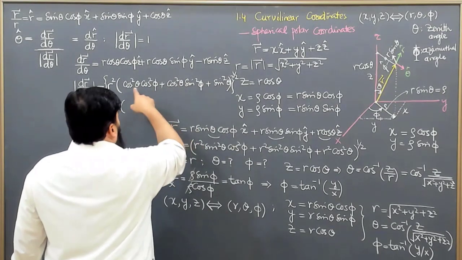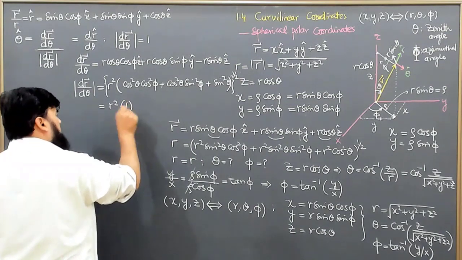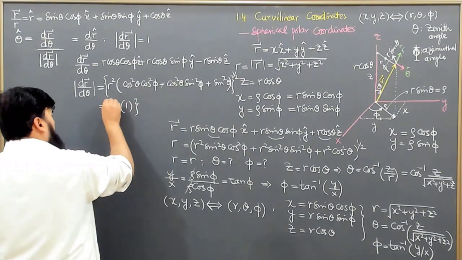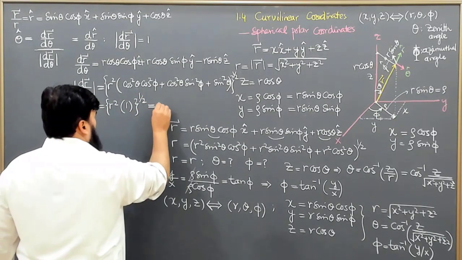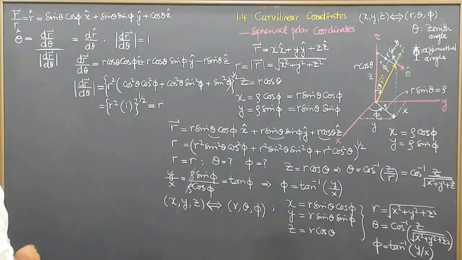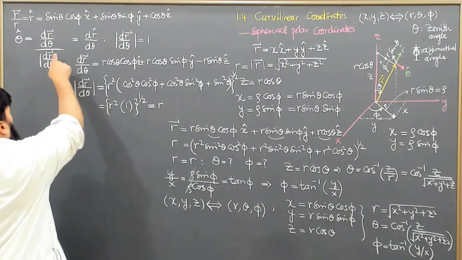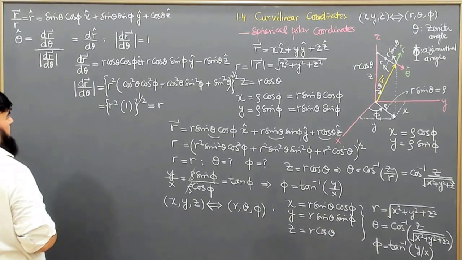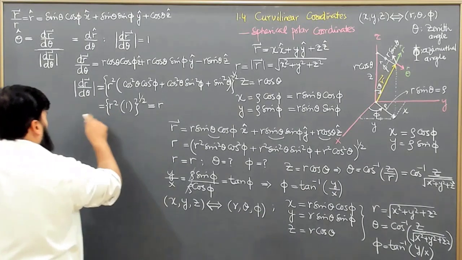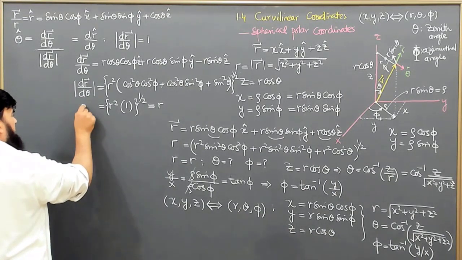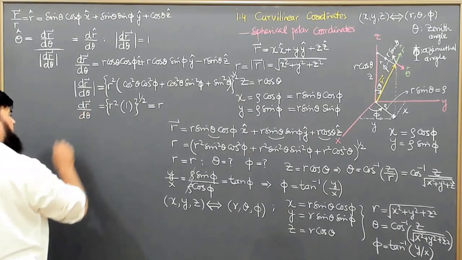Similarly, this cos square theta plus sine square theta will come out to be 1, and this whole thing having power half is equal to r. So we got r here. Now if I divide this whole thing by r, the magnitude of this one, then it means dr over d theta.